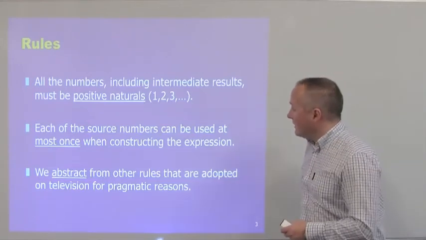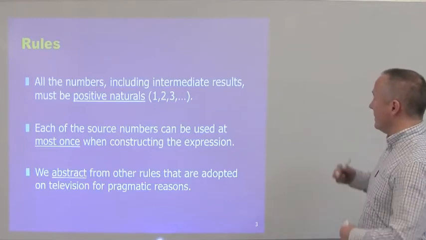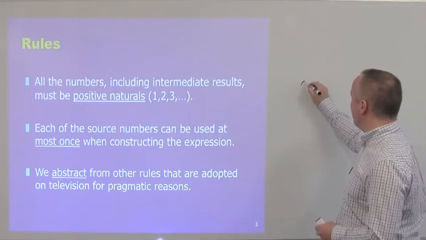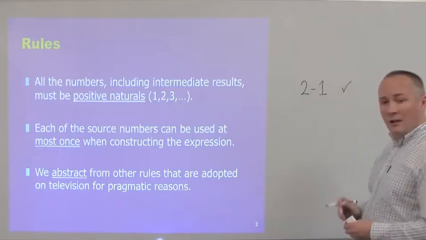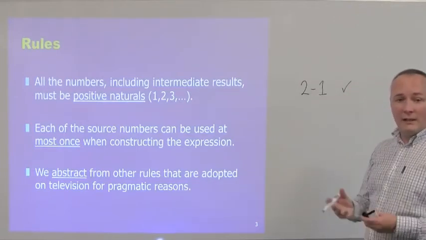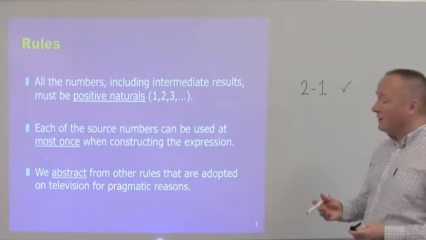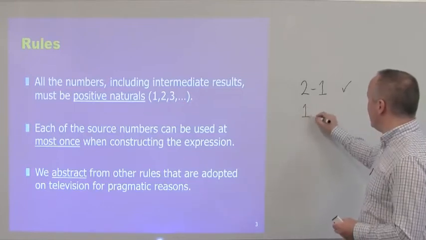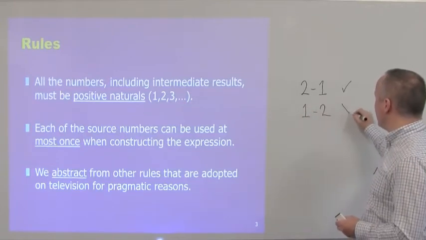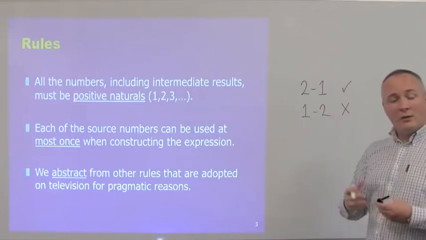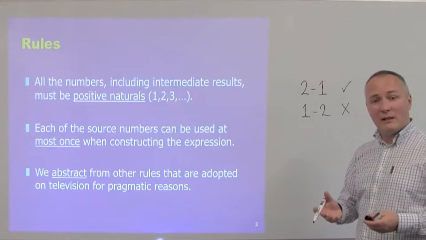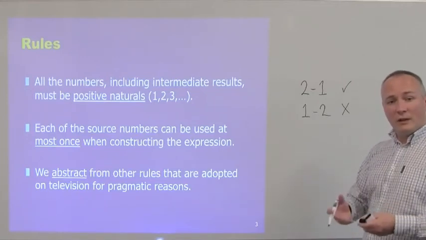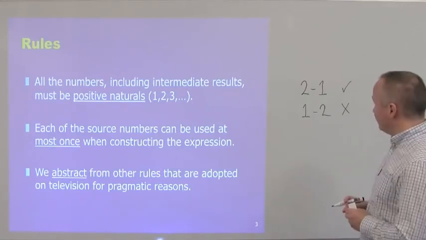So we can illustrate this using the board. For example, if at some stage in the game you do 2 minus 1, that's okay because the result is a positive natural number. What would not be okay is if you did 1 minus 2 because the result is minus 1. So that would move outside the domain of the game. You must always remain within the space of numbers 1, 2, 3, etc.